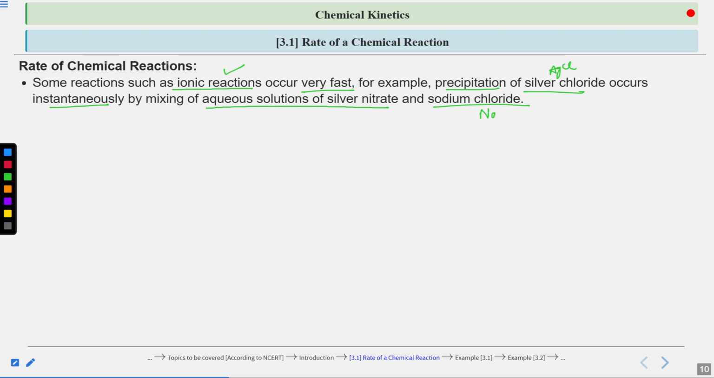When you mix NaCl with the solution of silver nitrate, that is AgNO3, there is instantaneous reaction of these two, and we get AgCl as a product, as a precipitate. So this reaction is very fast, and this is a kind of ionic reaction.